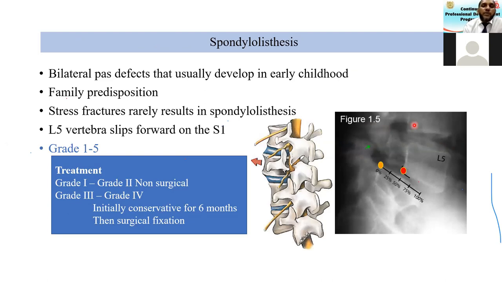Bilateral spondylolisthesis is a condition where bilateral pars defects usually develop in early childhood, with slippage of the vertebra on one another. You can see the slippage of L5 on S1. There is a familial predisposition. Bilateral stress fractures are rare, so most of the time it happens in childhood.